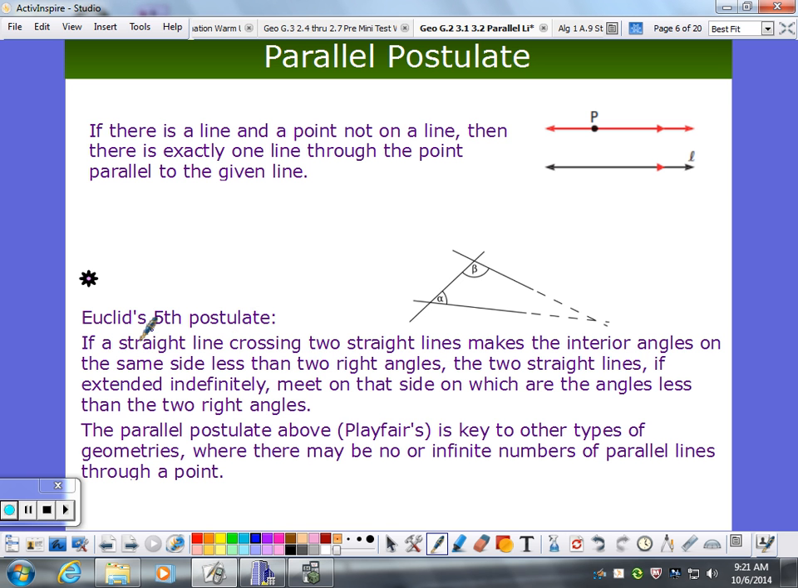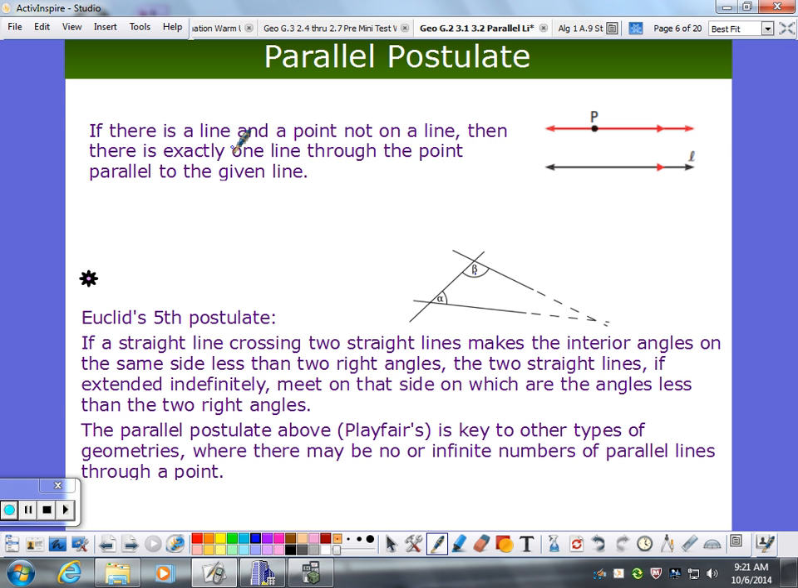He said, if a straight line crossing two straight lines, so here's a straight line crossing two other straight lines, makes the interior angles on the same side, whoa, interior angles mean the inside angles that are on the same side of this line, less than two right angles, the two straight lines, if extended indefinitely, meet on that side on which are the angles less than the two right angles. Got that? Now, which version of the postulate do we like better?